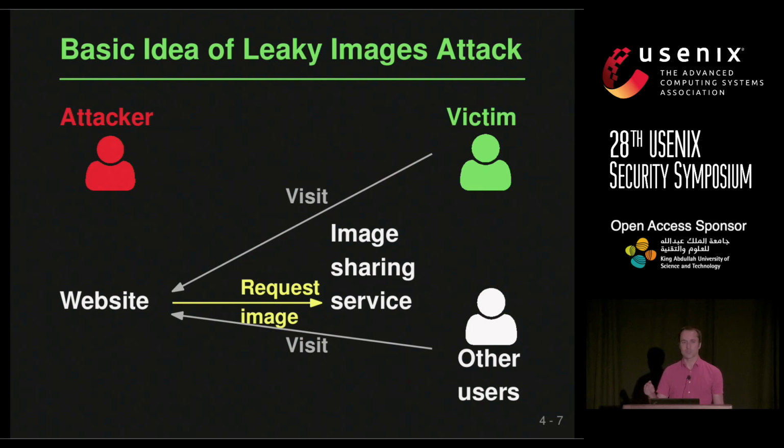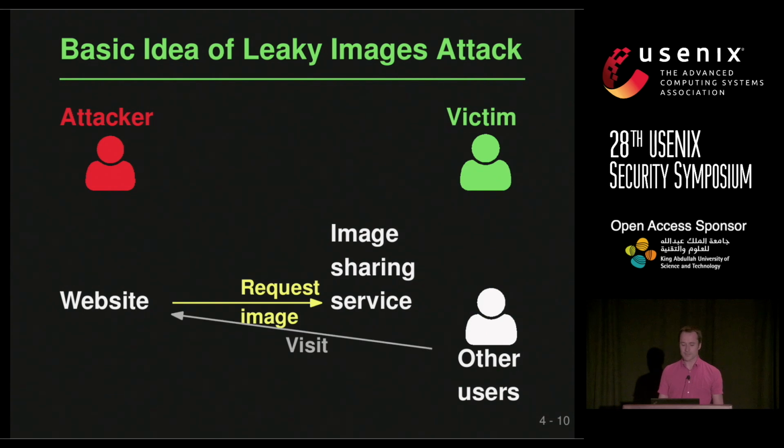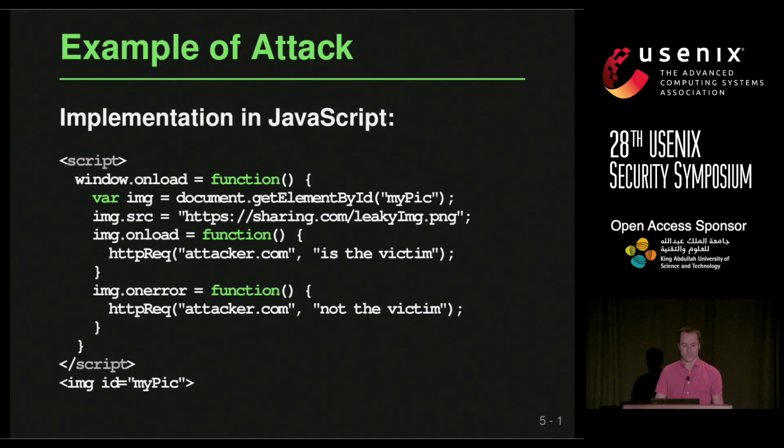And now because this image has been shared only with the victim, there are two possible outcomes. One is, it's actually the victim who is visiting this website. In this case, this image can be loaded, and the information that the image could be loaded can be sent back to the server of the attacker, and the attacker knows exactly that this person has visited the site. The other case is that some other user is visiting this website, in which case the image request will fail. And then the attacker learns that some other user has visited, so we know that this has not been the victim.